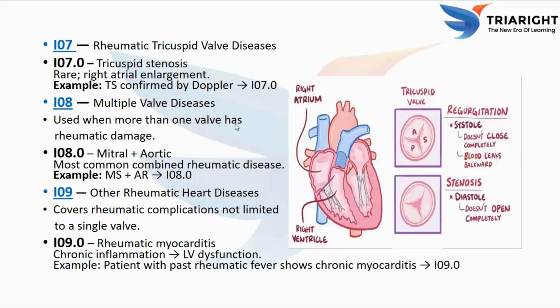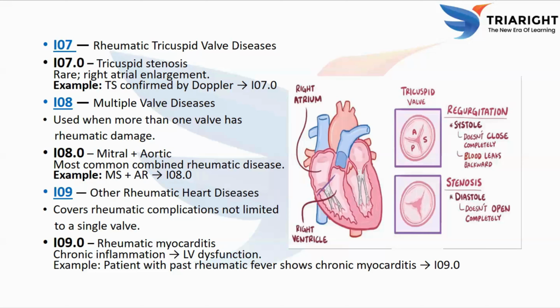And I08 is for multiple valve disease. This is used when more than one valve has the rheumatic involvement. It is commonly the mitral plus aortic valves affected together. So it may present with the features of mitral stenosis and also the aortic regurgitation. So whenever mitral stenosis and aortic regurgitation are diagnosed in the record, you have to assign the code I08.0.